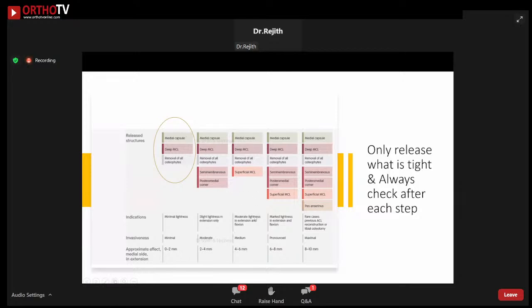If it is tight in flexion and extension, then you release the superficial MCL. If it's tight in flexion only, you release anterior. And then if it's still tight, then you go into releasing everything else. So you go step by step.